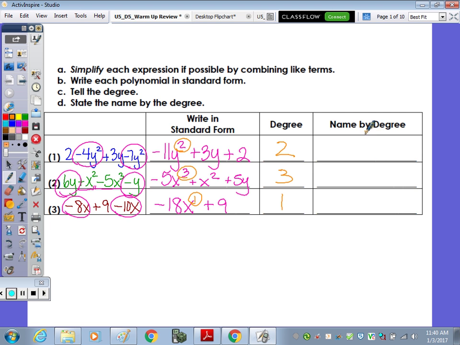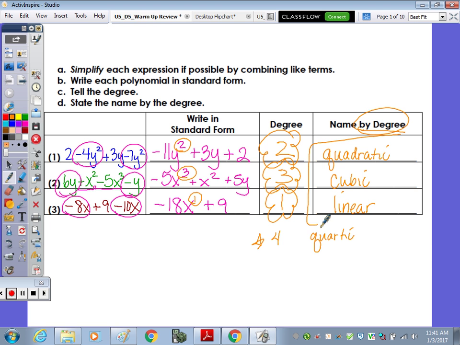The name by degree, this is going to be a quadratic. Degree 3 is a cubic. Degree 1, linear. Degree 4 was quartic. Okay? By number of terms, a two-term polynomial would be a binomial, three terms trinomial, and one term monomial. But by degree, these are the correct answers.